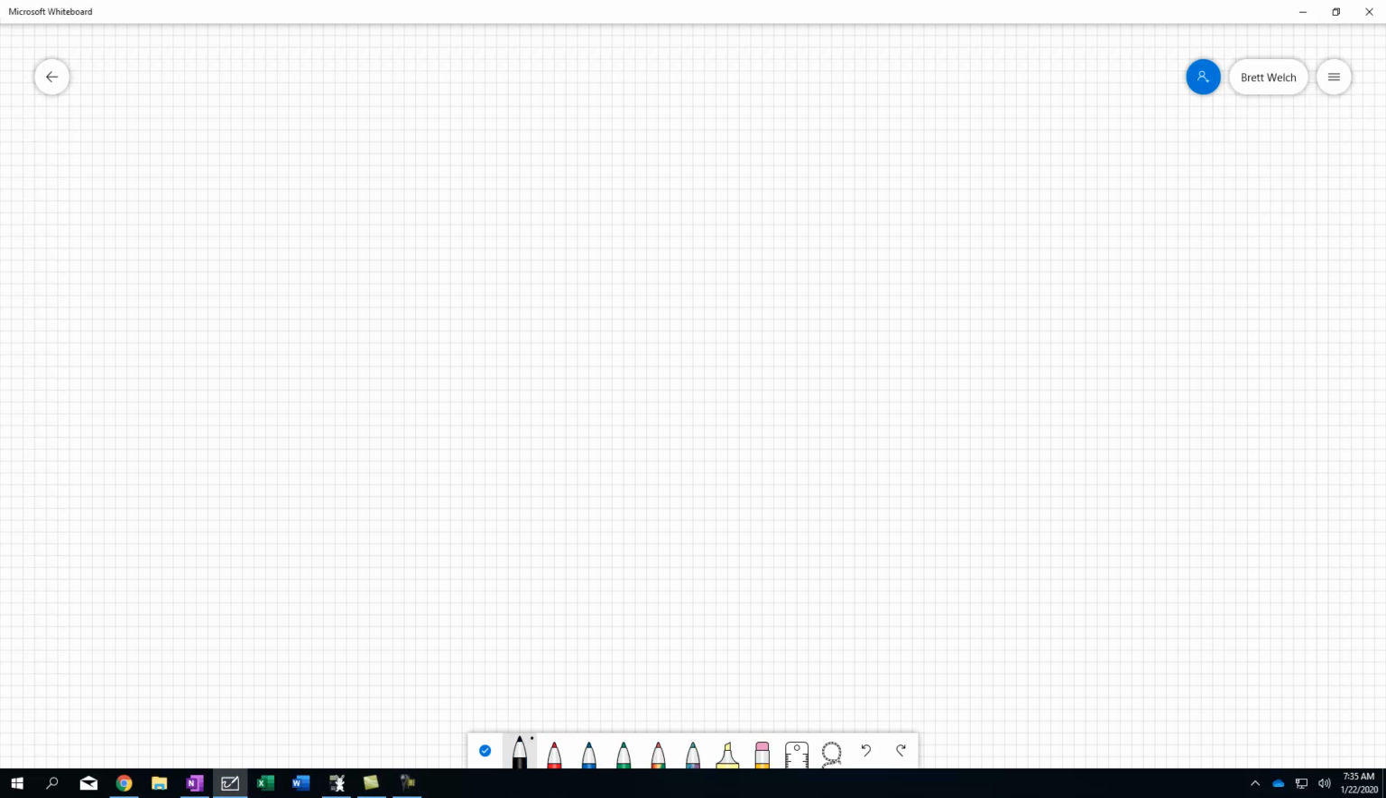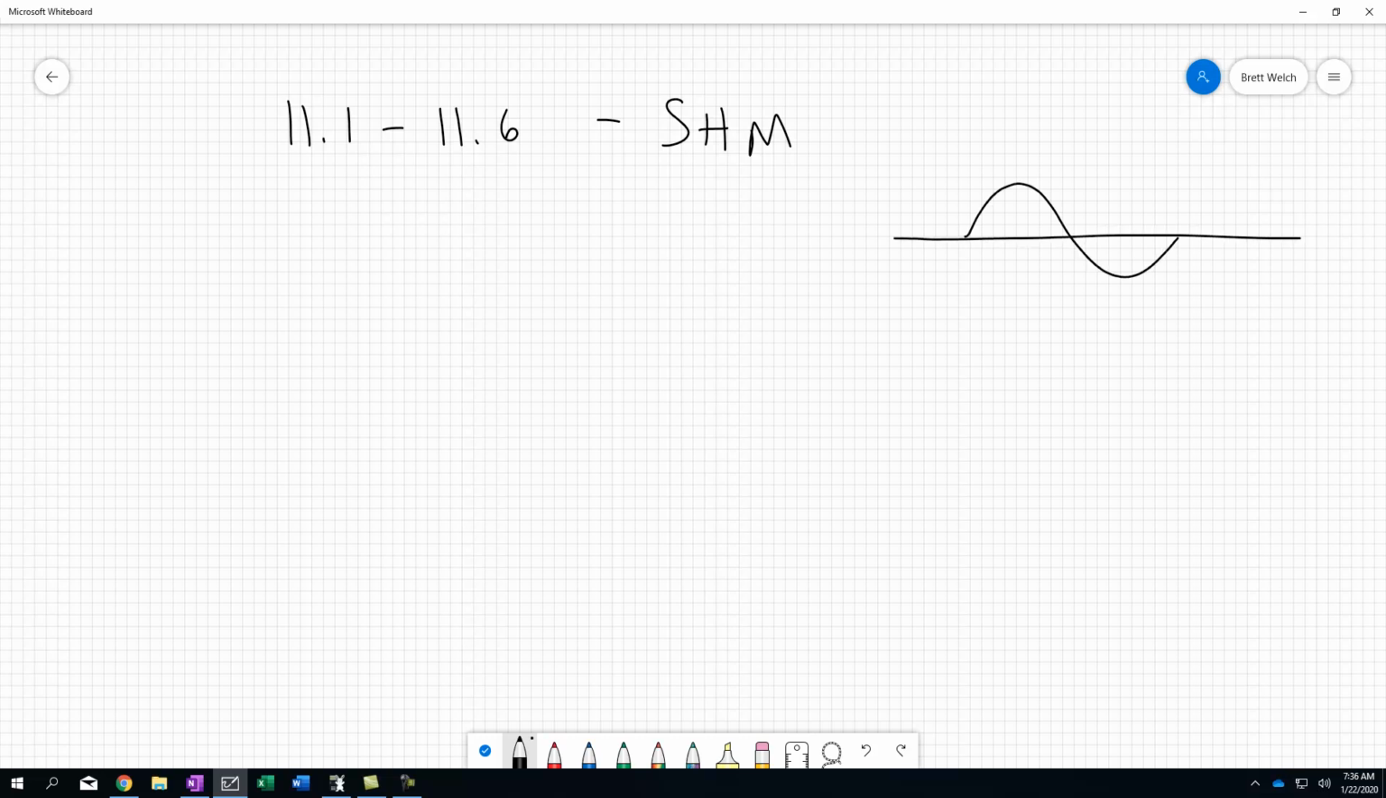Hey, so these are the physics notes for 11.1 through 11.6, where we're starting to talk about the basics of what we call SHM. I'm trying to say words and spell at the same time. Simple harmonic motion. And this is something that's periodic in behavior, and that can be represented by a traditional sine wave. You think about the concept that something is oscillating over and over again.